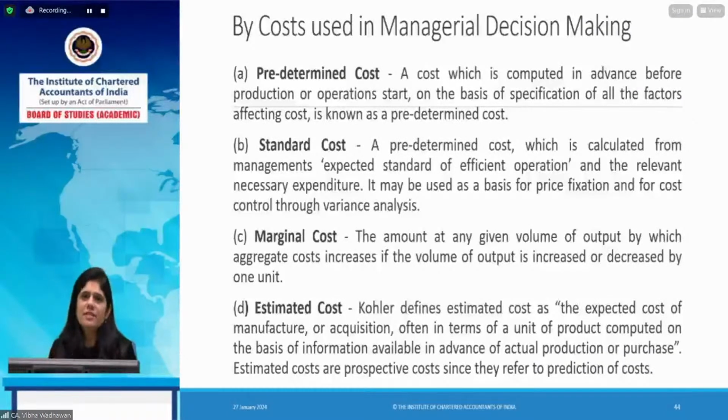We keep the standards, and we measure the actual performance against the standards. So this is the standard cost which I was talking about. Standard cost is more of a scientific exercise. It is not a vague estimate. Estimated cost says this is what the cost will be, but standard cost says what it should be.